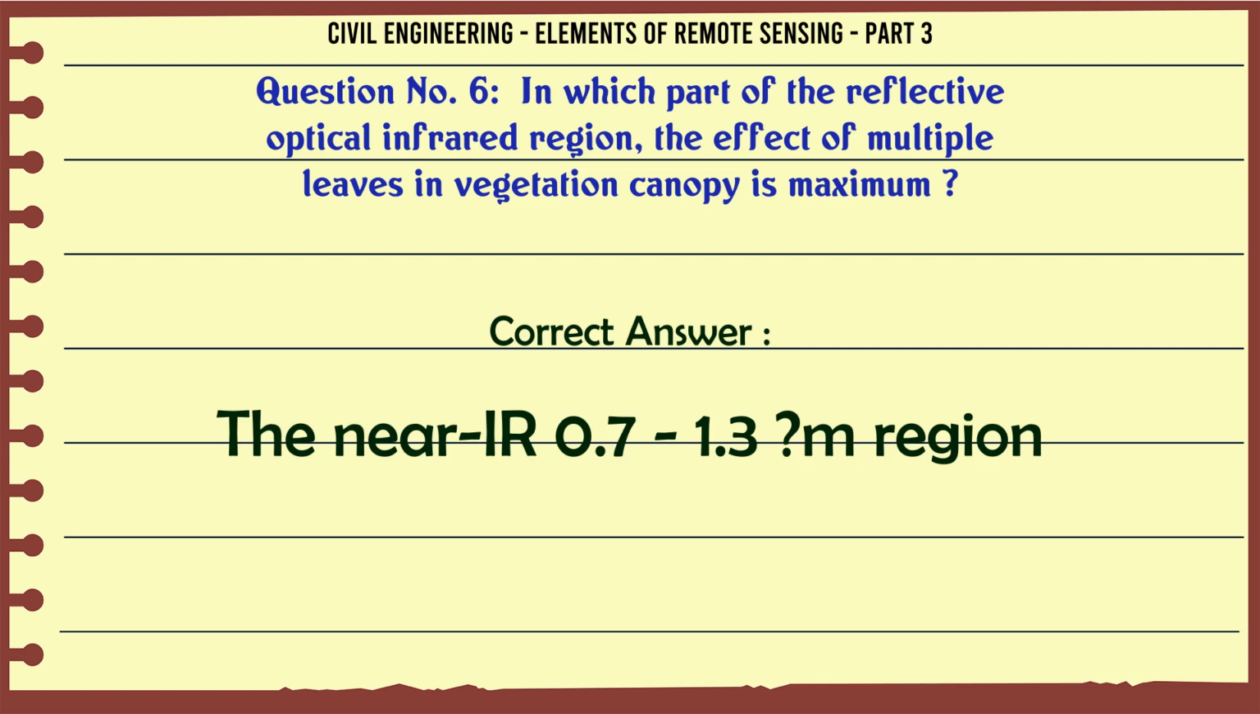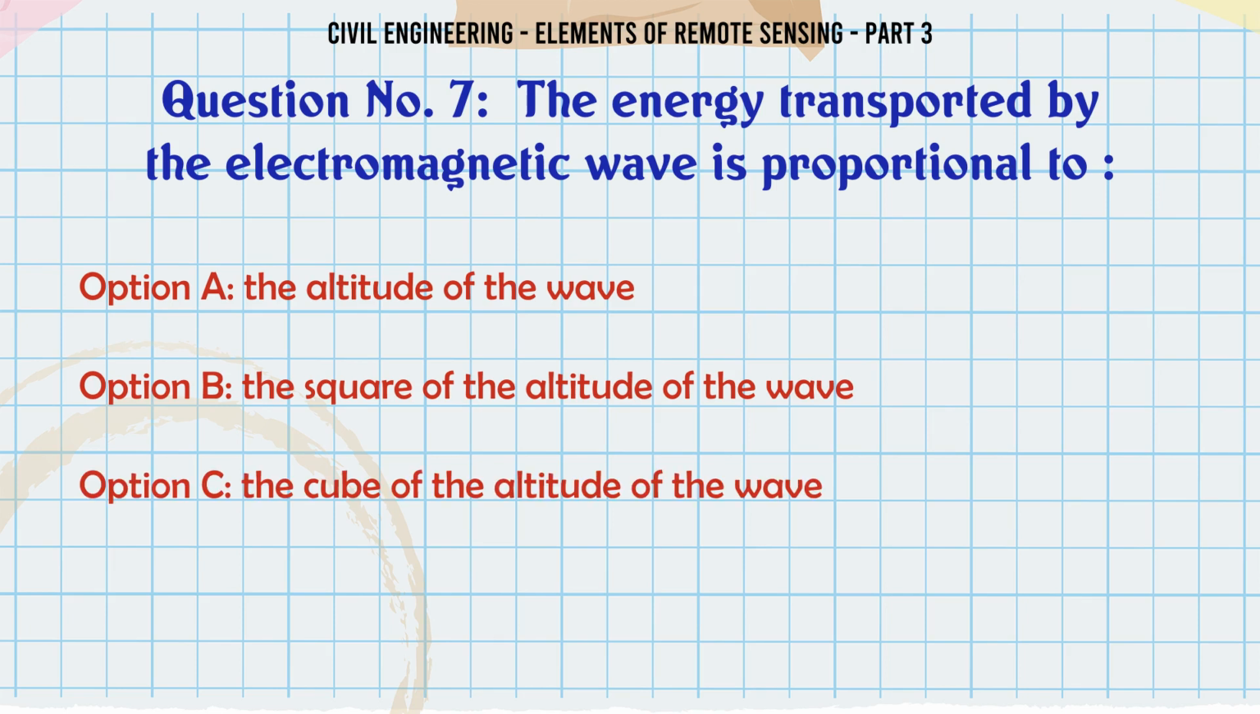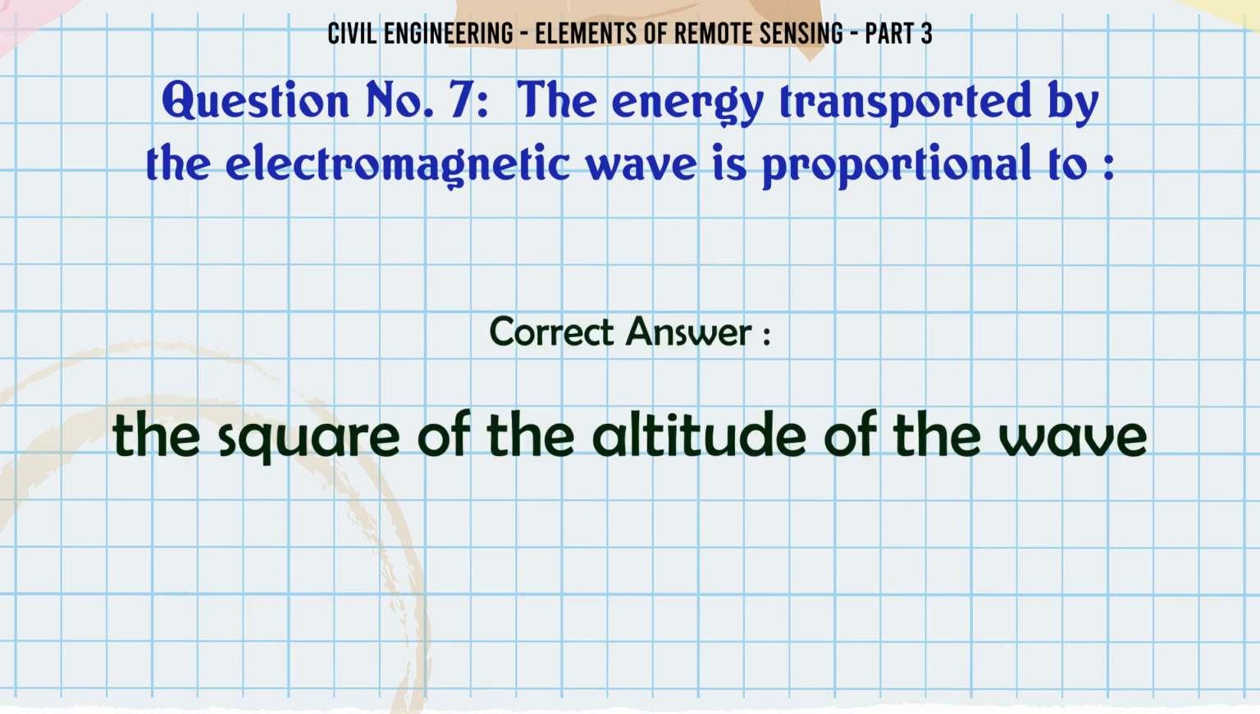0.7 to 1.3 µm region. The energy transported by the electromagnetic wave is proportional to: A. The amplitude of the wave, B. The square of the amplitude of the wave, C. The cube of the amplitude of the wave, D. The square root of the amplitude. The correct answer is the square of the amplitude of the wave.